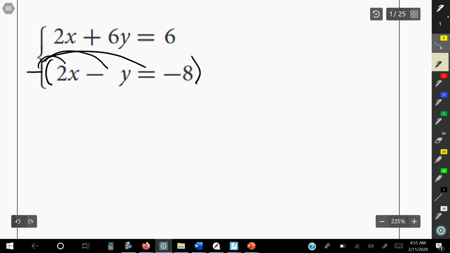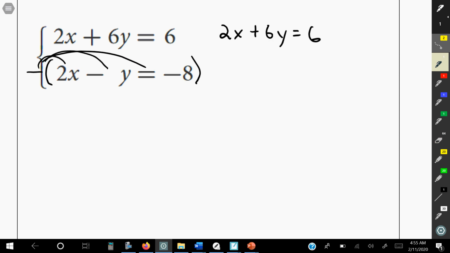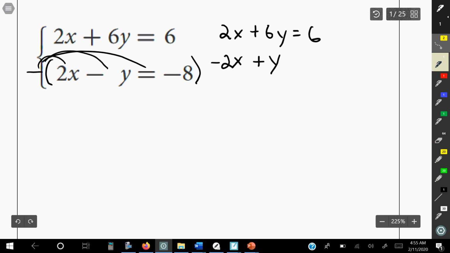to each term. So I'm going to rewrite this over here as 2x plus 6y is equal to 6. And distribute this negative. So I have negative 2x. Negative times a negative is positive, so that's going to be a positive y. And negative times a negative is going to be a positive, so that's positive 8.